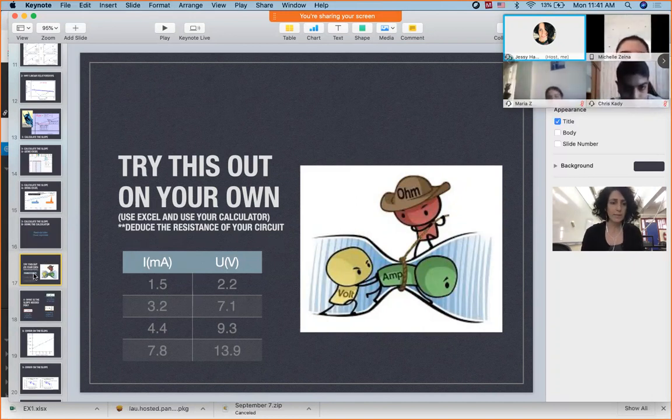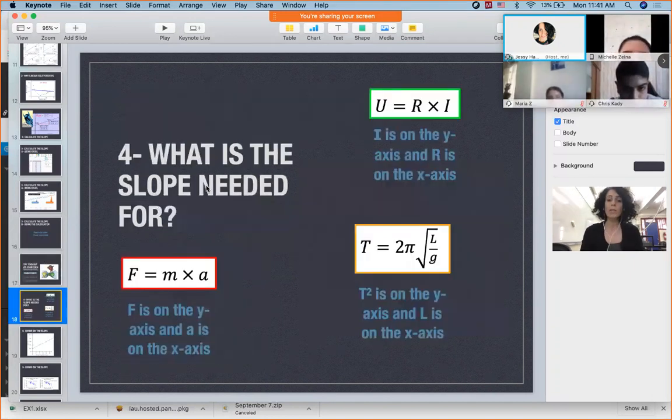All right, next is this one. What is the slope needed for? If I take in this case F to be my y-axis and the x-axis would be the acceleration, what would be the slope? What does it represent? Yes, so in this case, m is going to be the slope.